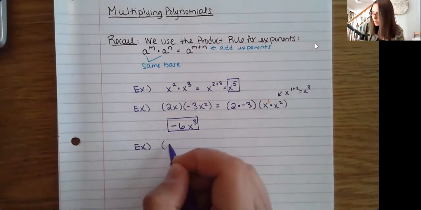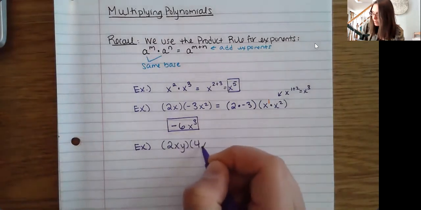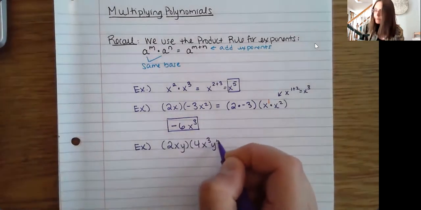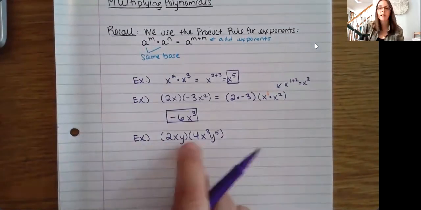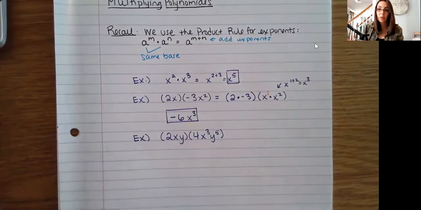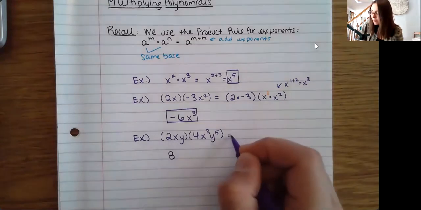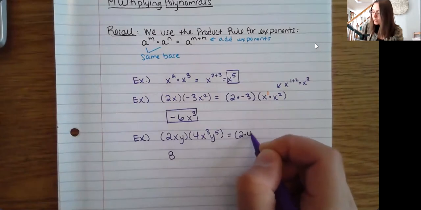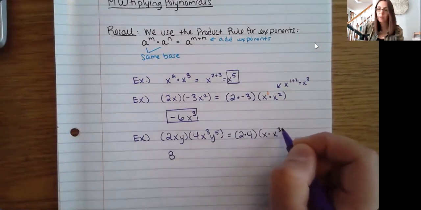So let's say I have 2xy times 4x cubed y to the fifth. Again, those numbers out front don't have exponents on them, and they're both different too. 2 and a 4 aren't the same base. So we're just going to multiply those as usual. 2 times 4 is 8. And like I said, if you find it helpful to kind of regroup things, you can do that, but you don't have to. Once you do some practice, I think you'll be able to do most of this in your head.